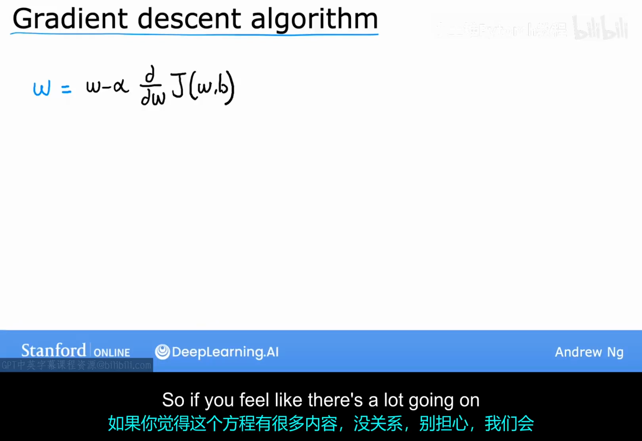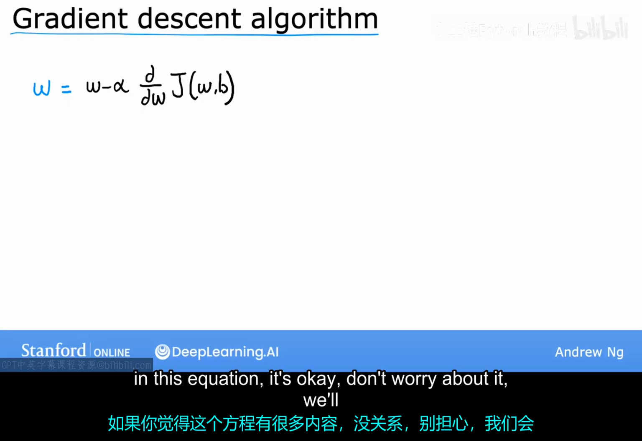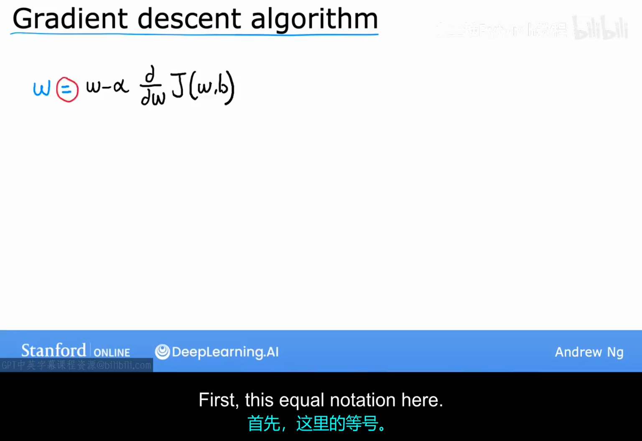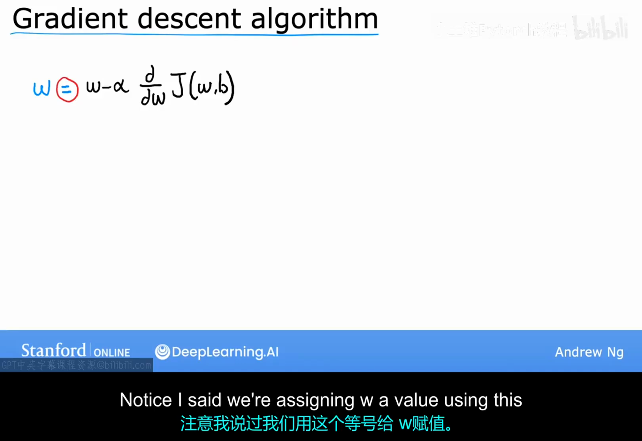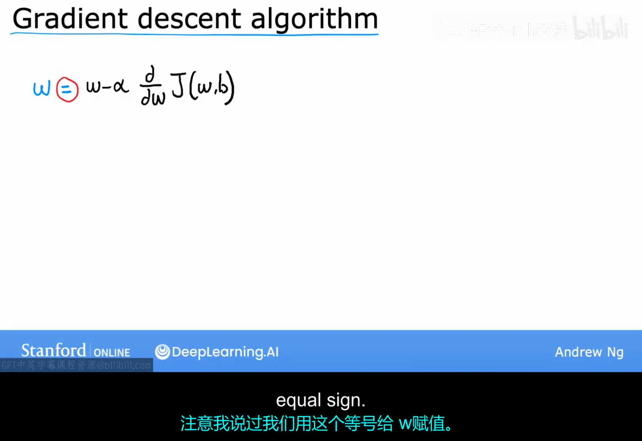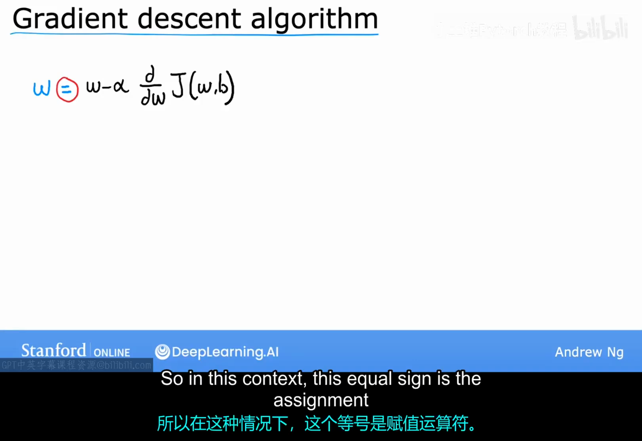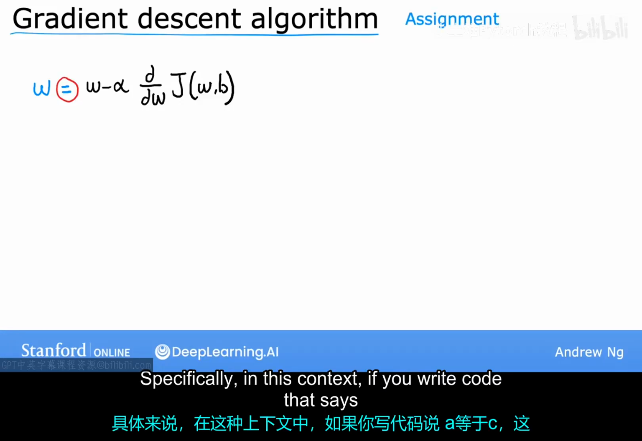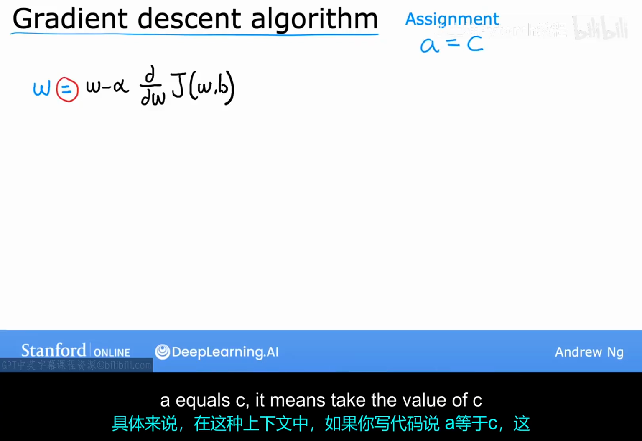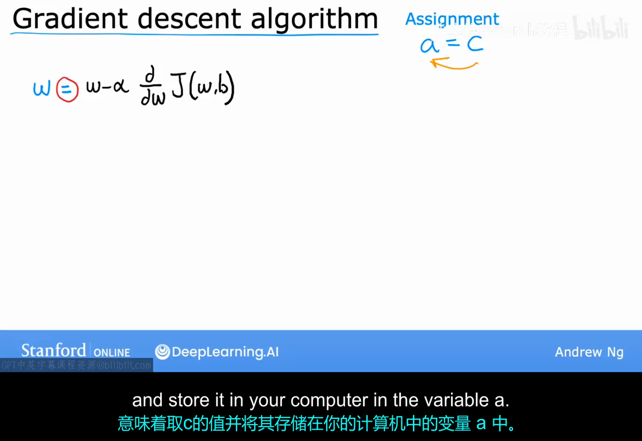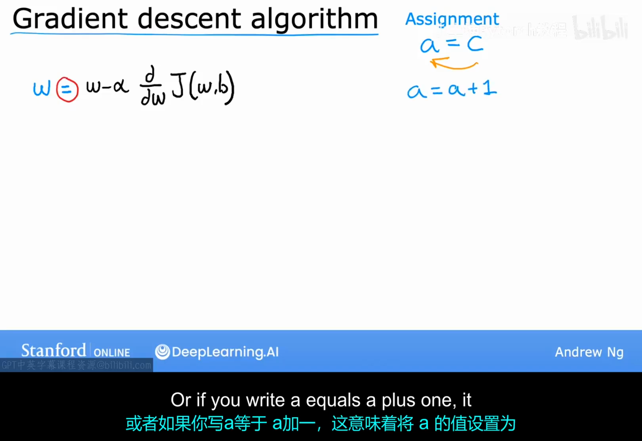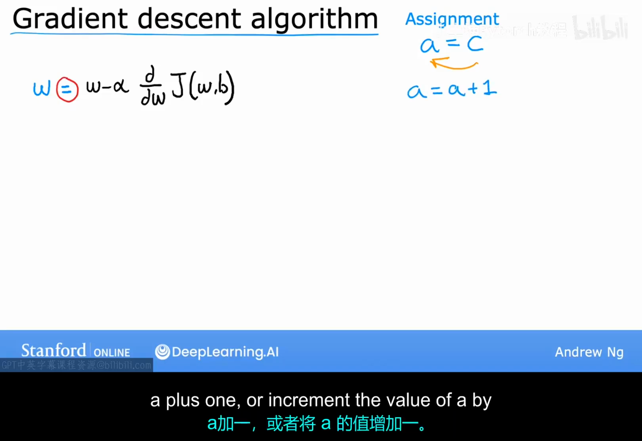So if you feel like there's a lot going on in this equation, it's okay, don't worry about it, we'll unpack it together. First, this equal notation here. Notice I said we're assigning w a value using this equal sign. So in this context, this equal sign is the assignment operator. Specifically, in this context, if you write code that says a equals c, it means take the value of c and store it in your computer in the variable a. Or if you write a equals a plus 1, it means set the value of a to be equal to a plus 1, or increment the value of a by 1.